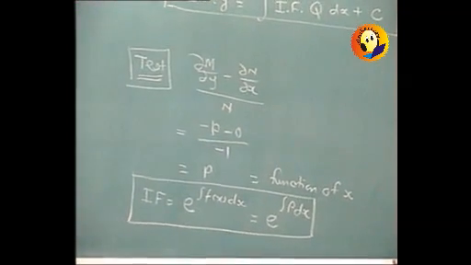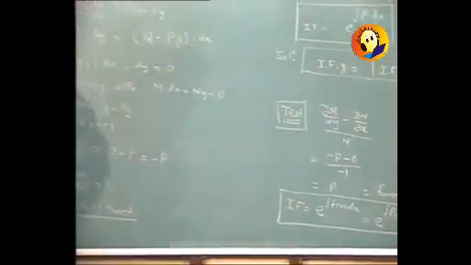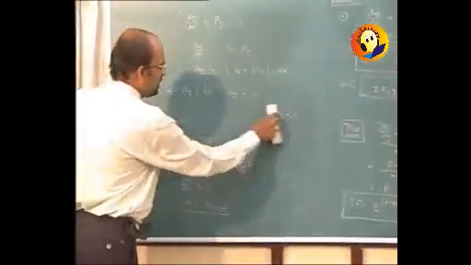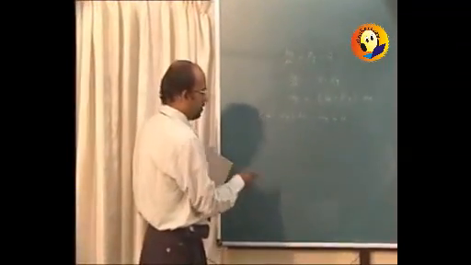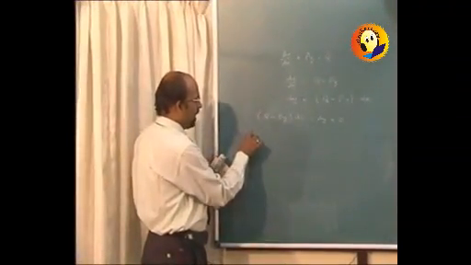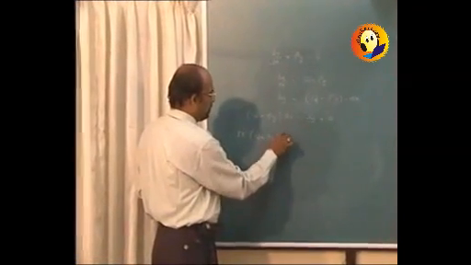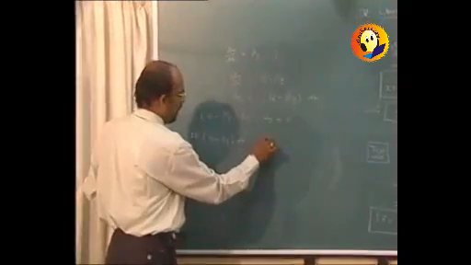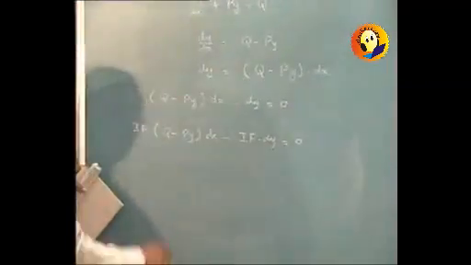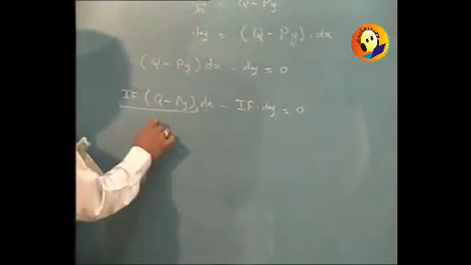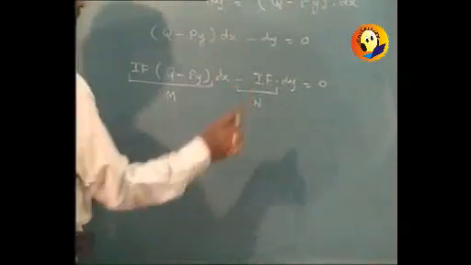Now the solution. We said that the given equation should be multiplied by the integrating factor. Now if I multiply this equation by the integrating factor, I will get (IF)(Q minus Py) dx minus (IF) dy equal to 0. So this whole thing will become my M, and minus IF will be N.